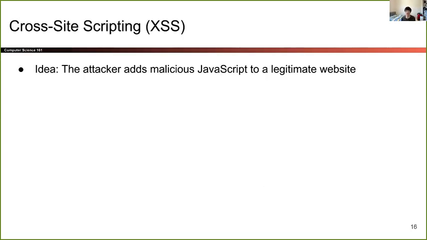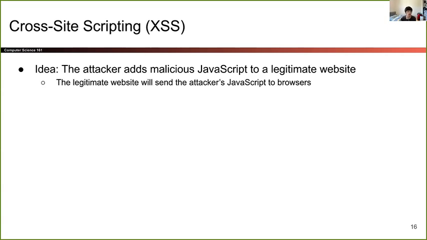So the overall idea is that the attacker is able to add their own malicious JavaScript to a legitimate website through these techniques. That's why we call it cross-site scripting. Scripting means that the attacker can add their JavaScript. So because the legitimate website ends up sending the attacker's JavaScript to the browser, then the browser is executing the malicious JavaScript that was written by the attacker.